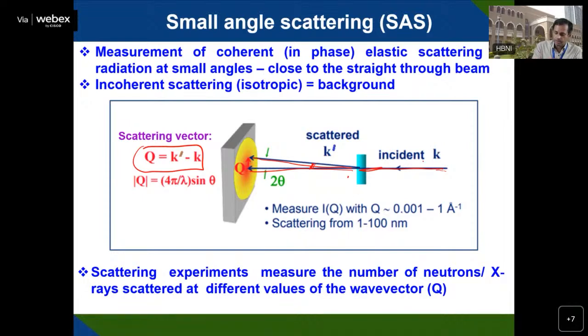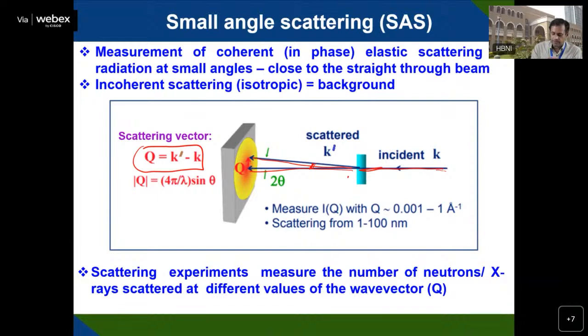Here the incident vector is k and the scattered vector is k prime, and the Q vector is Q equal to k prime minus k. So you get Q equal to 4 pi by lambda sine theta. The incoherent, inelastic scattering will give some background, but we don't consider that. For measurement, we mainly use coherent, in-phase, elastic scattering.